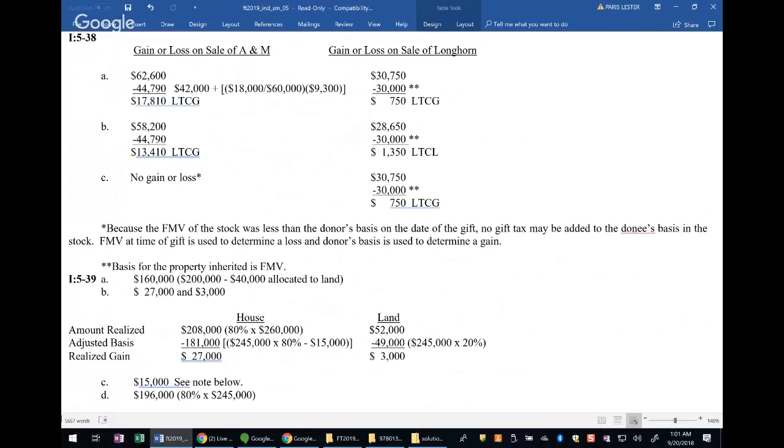On the land, 20% of 260 is 52, and 20% of 245 is 49,000. There was no depreciation on land. So she had a gain of 27 and 3, which makes 30. All right, but C part, how much of the gain is due to depreciation? 15,000. Its fair market value is 290 when she converts the house to rental property, instead of 200 being the base of the house for depreciation. Is that 80-20 again?